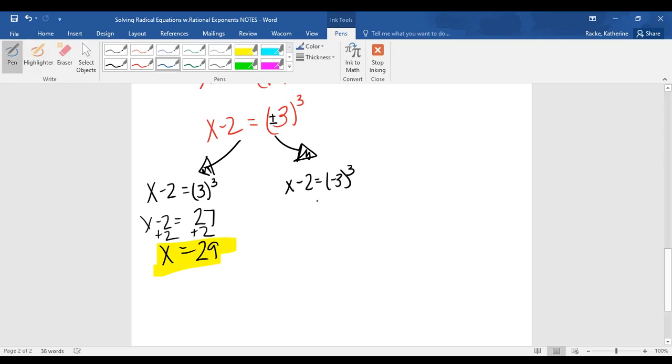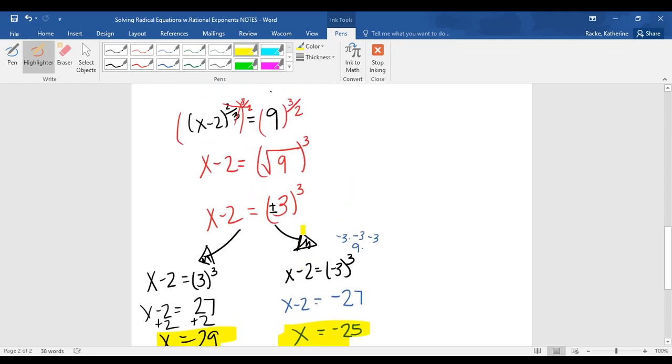Now I'm going to do it to this other side. So negative 3 times negative 3 would give me positive 9 times another negative 3 will give me a negative 27. Okay, x minus 2. So I'm going to add 2 over to give me a negative 25. And there are both answers, x equals 29 and x equals negative 25. All right, moving on to example 6.